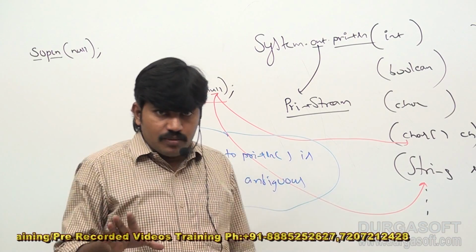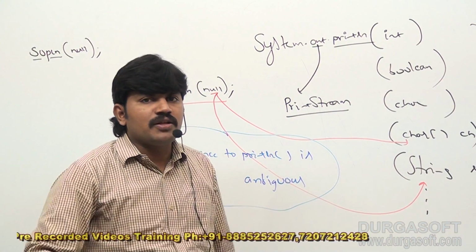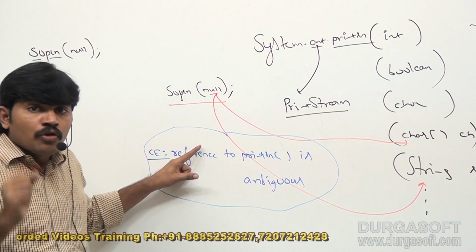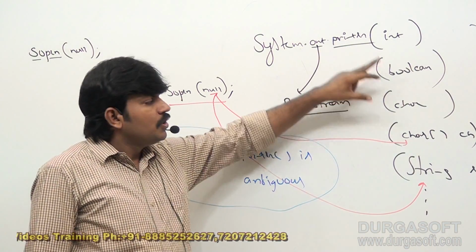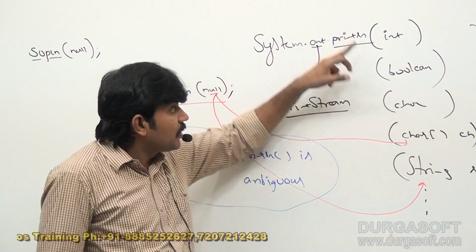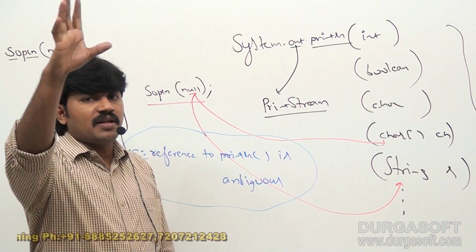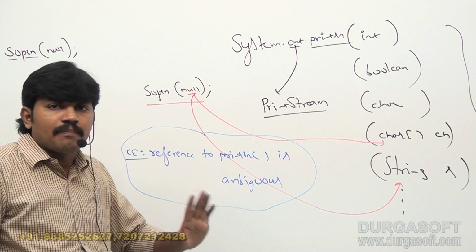I hope everyone can understand. If you are trying to print a null value, what will happen, sir? Immediately we will get a compile-time error. The reason is that println of char array matched and println of string is also matched. Which method do I have to execute? The compiler is always getting confused. That's why reference to println is ambiguous.